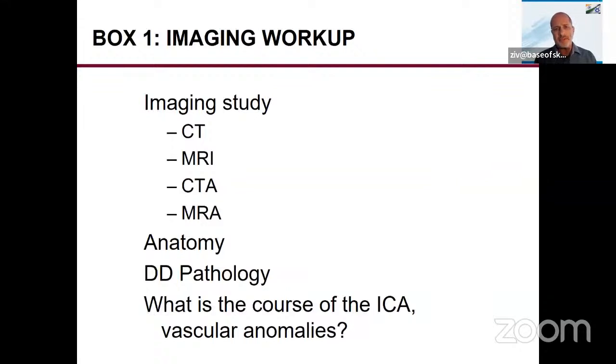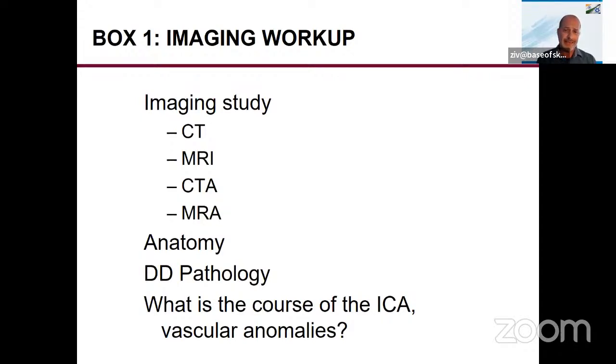Let me start with a general clinical workup of these tumors, which starts with imaging. Imaging, as you all know, can be CT, MRI, and variations of these images. That will give you the anatomy, and that will create the initial differential diagnosis for the potential pathology. The imaging gives you hints about what could be the pathology, in general malignant or benign, and within these groups, what kind of pathology this is.